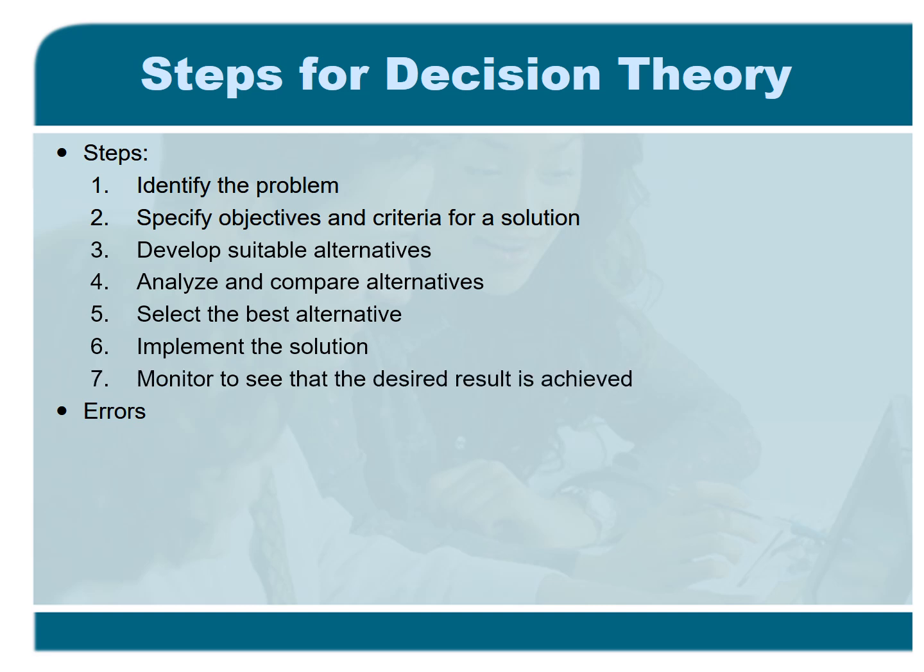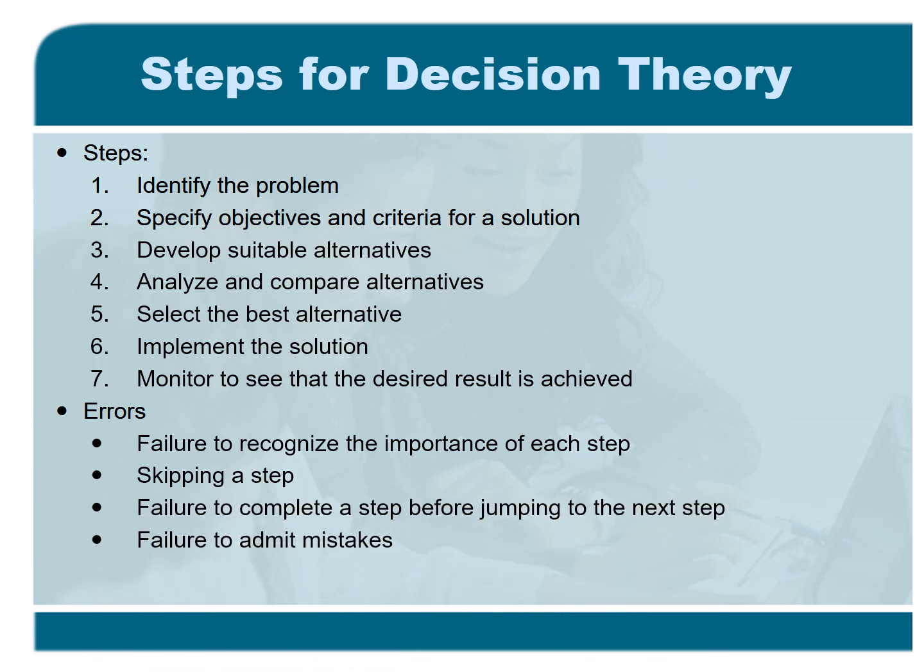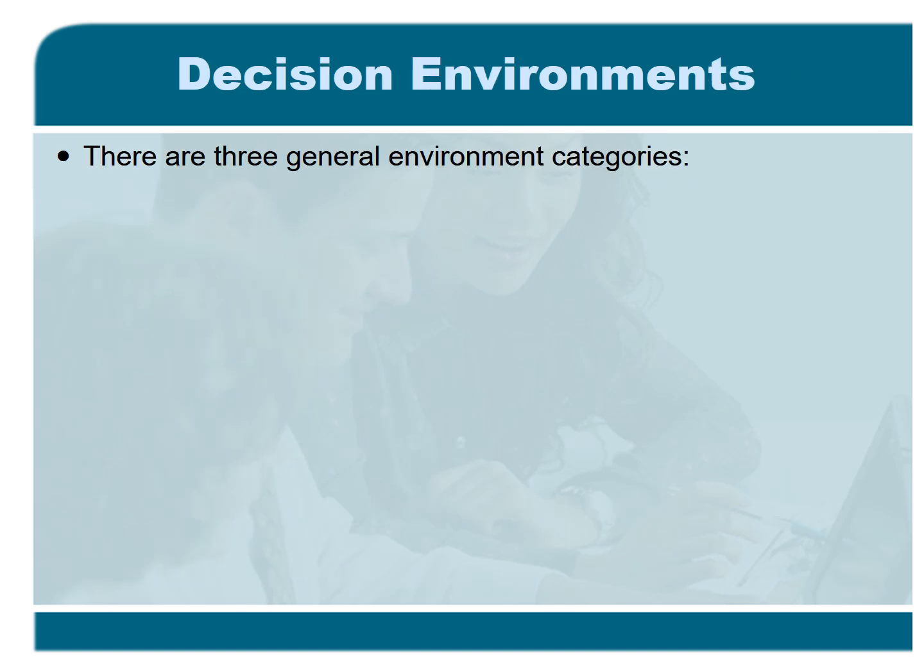Monitor to see if that desired result is achieved. Very important. Now, errors could be the failure to recognize the importance of each step, or maybe skipping a step. Failure to complete a step before jumping on to the next step, and the big one is a failure to admit you made a mistake. Also, how about an inability to make a decision?